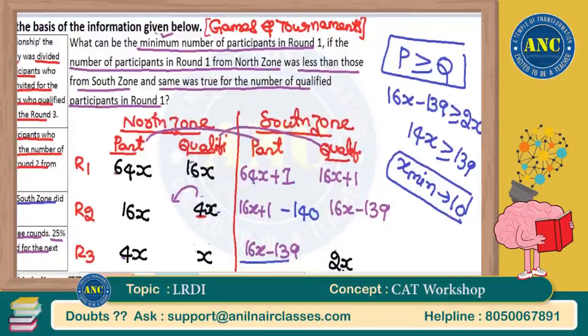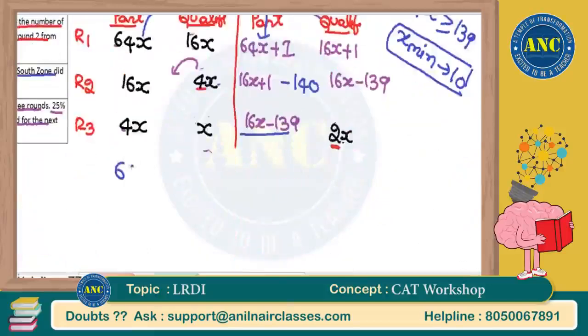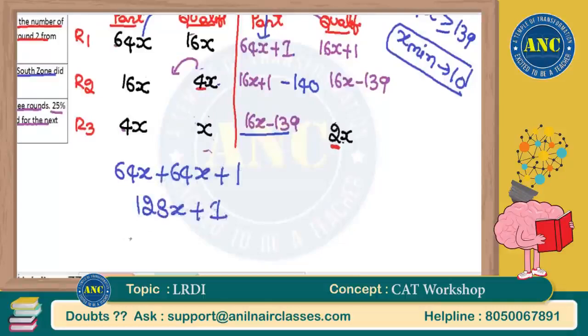What is the question? What is the minimum number of participants in round 1? So it is nothing but 64x plus 64x plus 1, so this is 128x plus 1. X minimum is 10, so the answer is 128 into 10 plus 1. Answer is 1281. I hope it is clear.